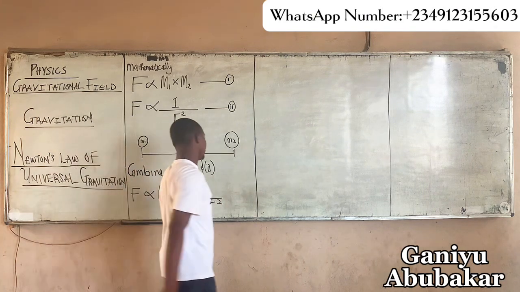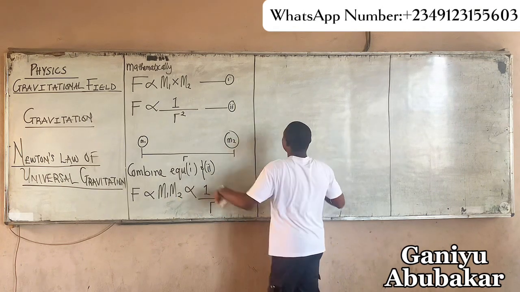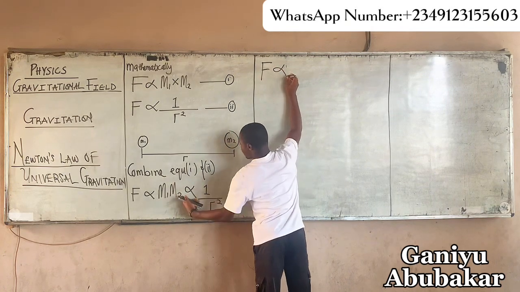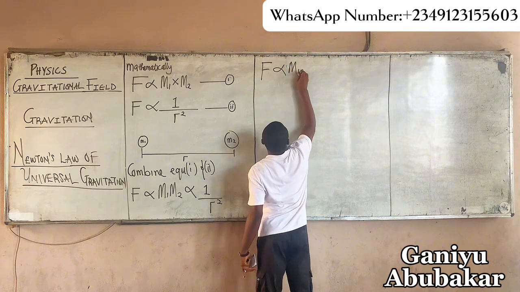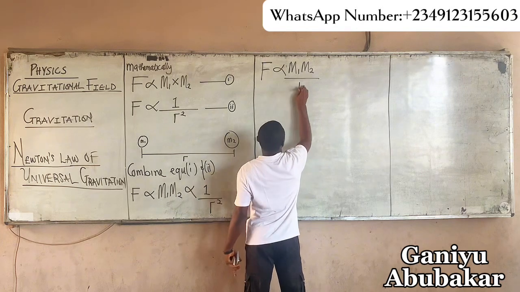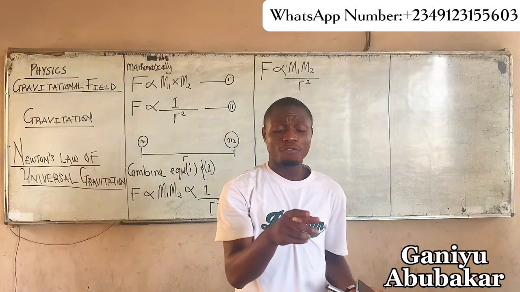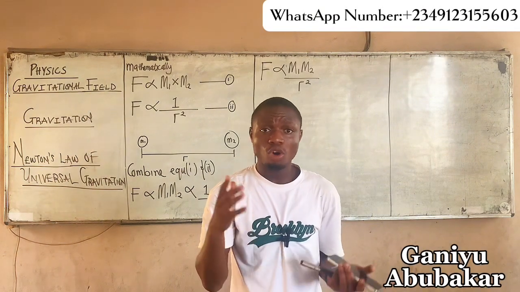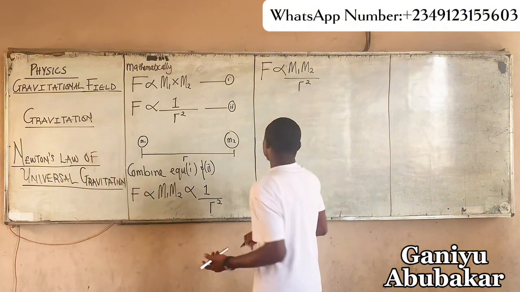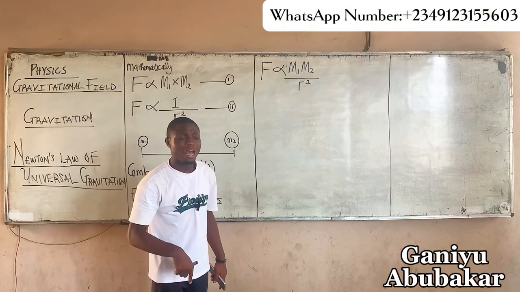From here, please multiply m1, m2 by 1. I'll have that force F is proportional to m1, m2 times 1, that's m1, m2 all over r squared. In mathematics, if I want to take off the proportionality symbol, what do you do? You introduce an equal to and a constant. I want to take off the proportionality symbol, so I will have to introduce an equal to and then a constant.